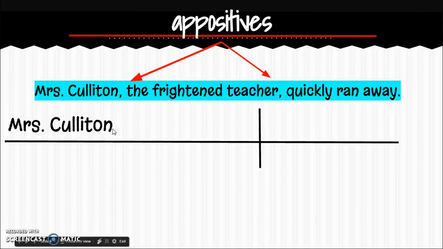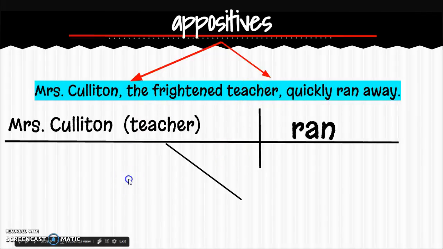So we start by putting our subject on the line, Mrs. Culleton, and we look at what did Mrs. Culleton do? She ran. If I were crossing these out on my paper, that would help me eliminate words that I have to work on. Now I'm looking for the appositive, the noun that renames Mrs. Culleton. I'm going to put that in parentheses after her. Mrs. Culleton is a teacher.